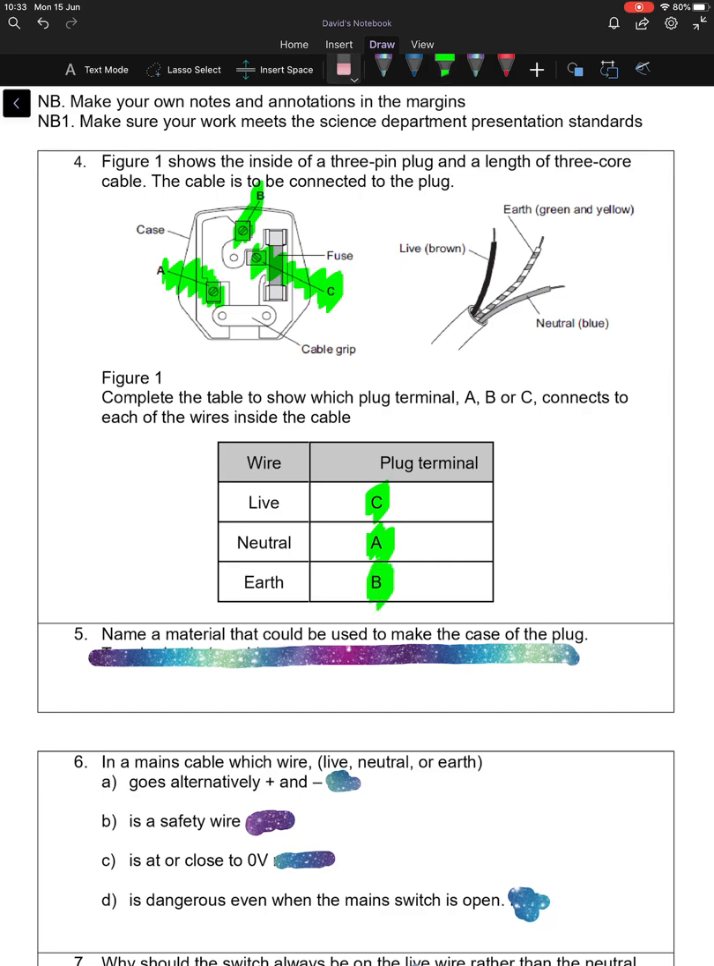Name a material that could be used to make the case of the plug. The case has got to be insulated, and that means made out of plastic.